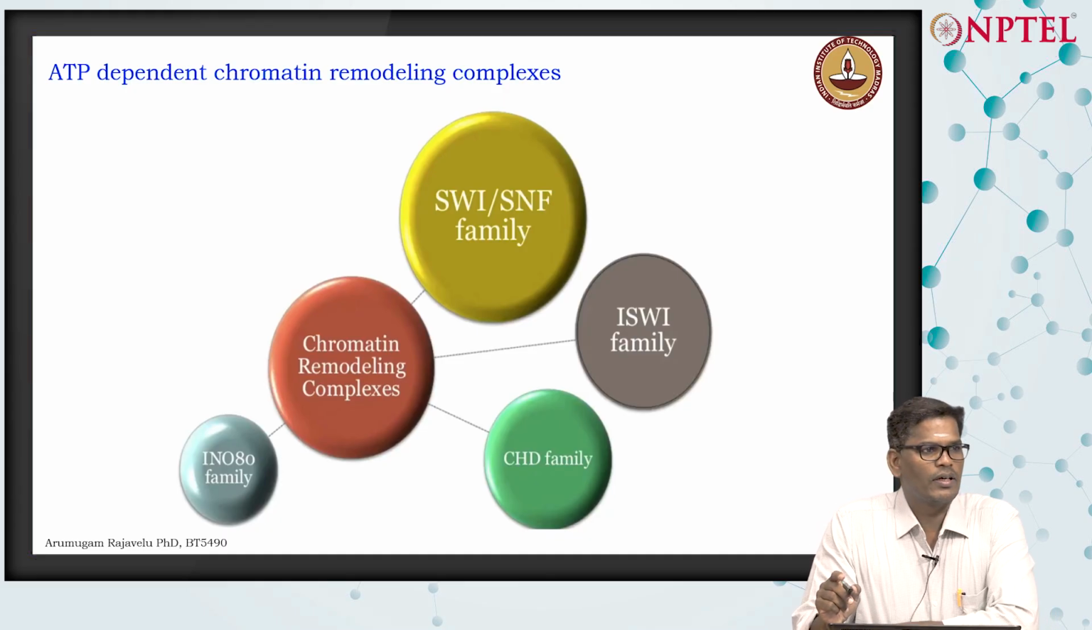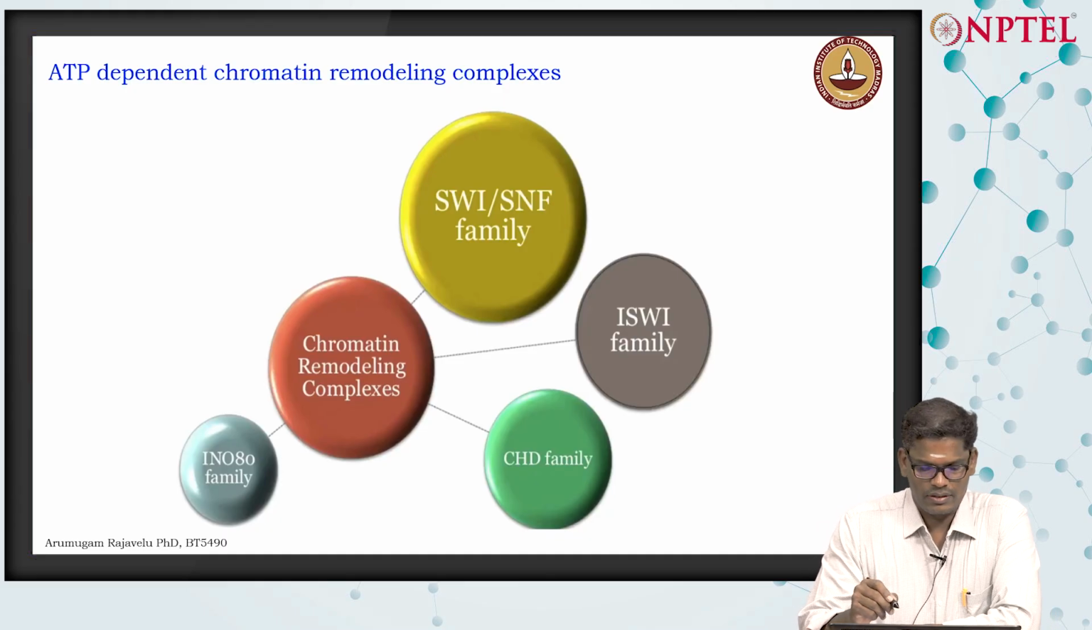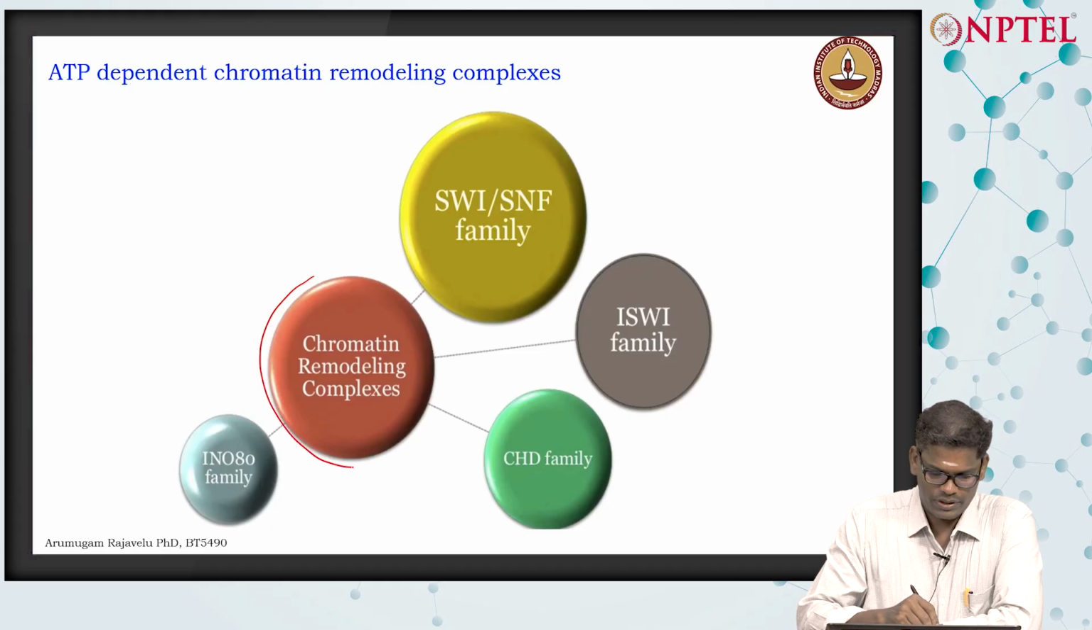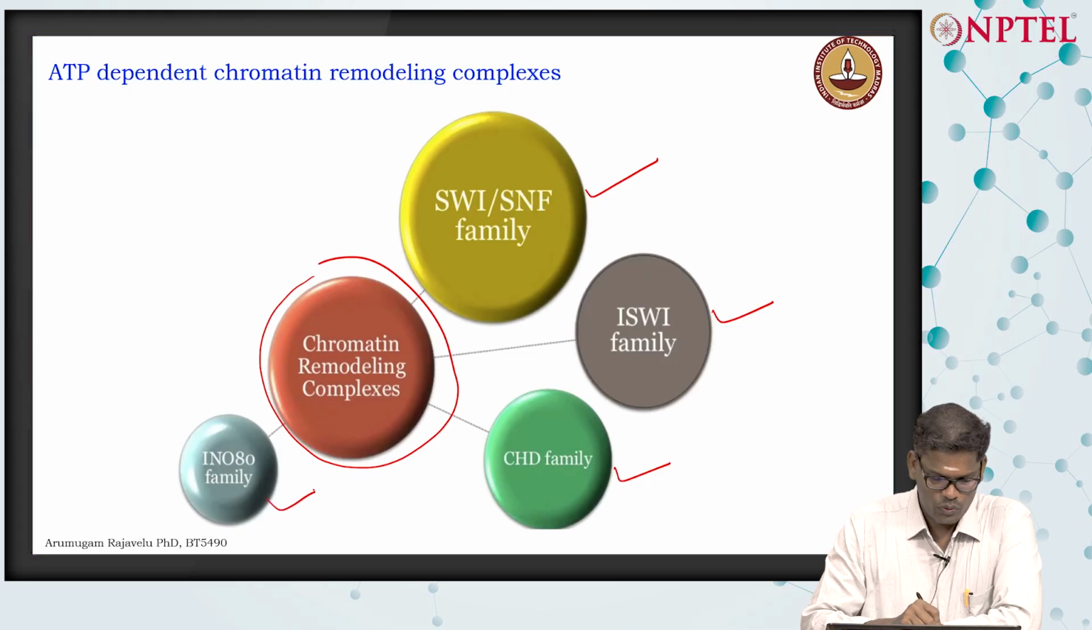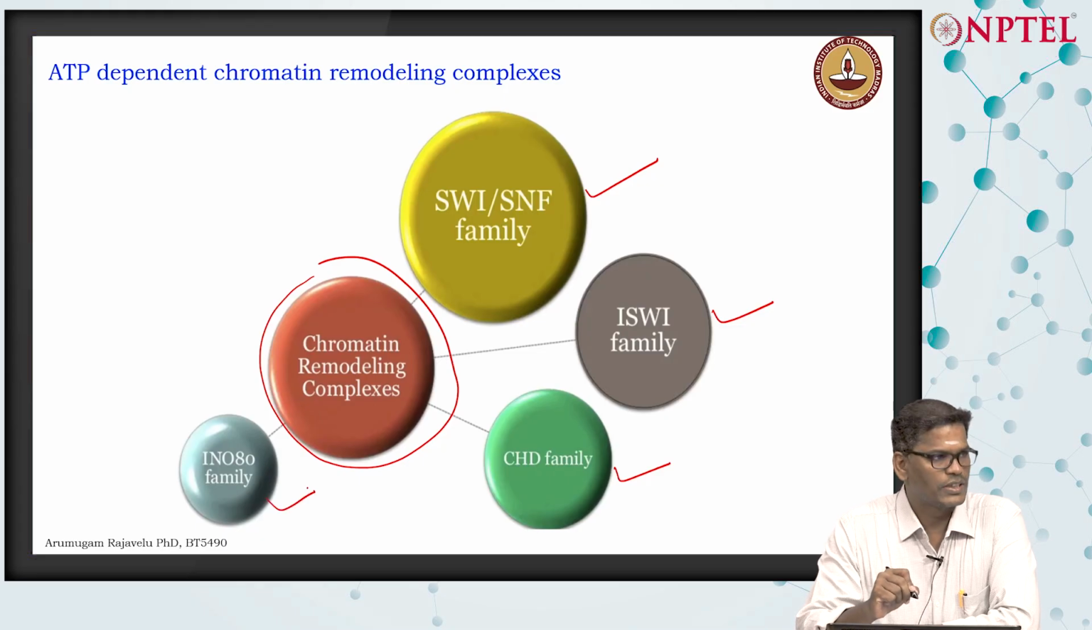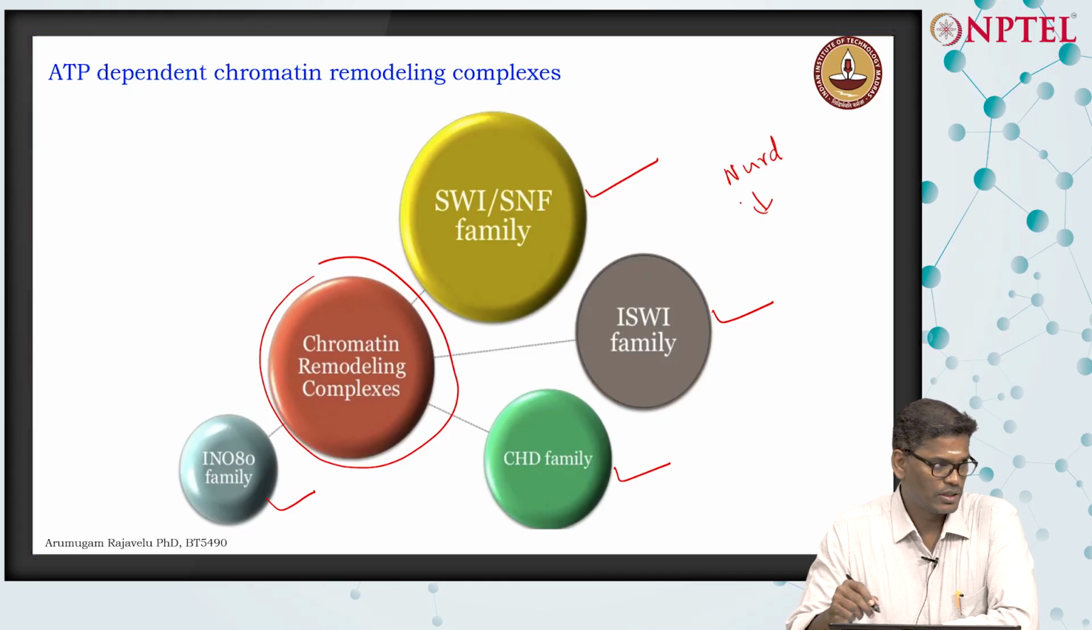There are four major families that come under this chromatin remodeling complex. One is the SWI/SNF family, which is a large family, then the ISWI family, then the CHD family, and then the INO80 family. These are the four major families. All the nucleosome remodeling complexes come under these. This is the classification of the chromatin remodeling complexes.